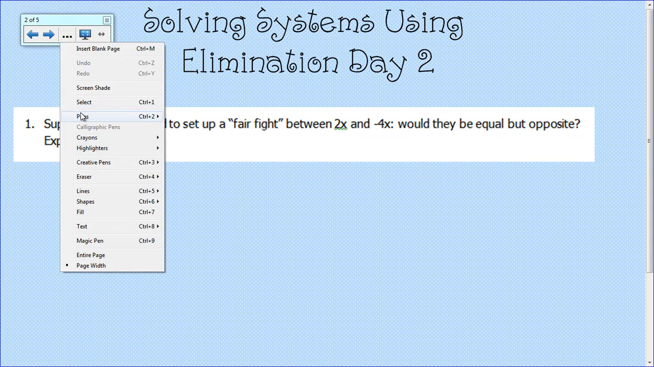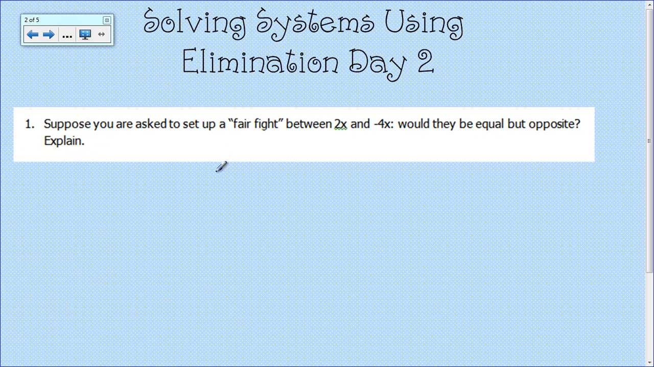So the first question on your note says, suppose you were asked to set up a fair fight between 2x and negative 4x. The question is, would they be equal but opposite? In order for there to be a fair fight between two things, or two people, they technically need to be able to knock each other out or eliminate each other. And so I need these two things to eliminate each other. So thinking about what we were doing with elimination, I need to eliminate 2x and negative 4x. I need these to cancel out.